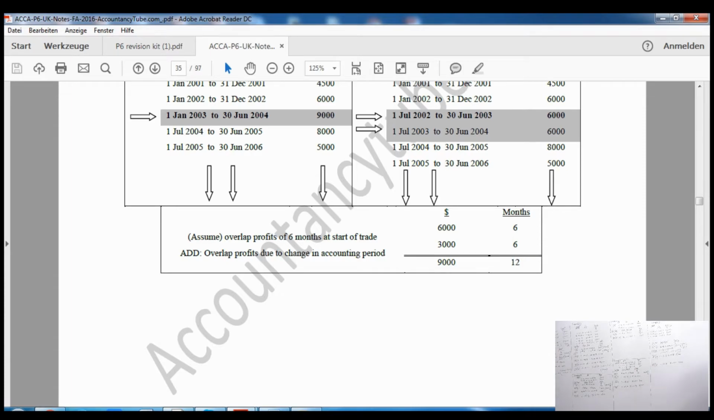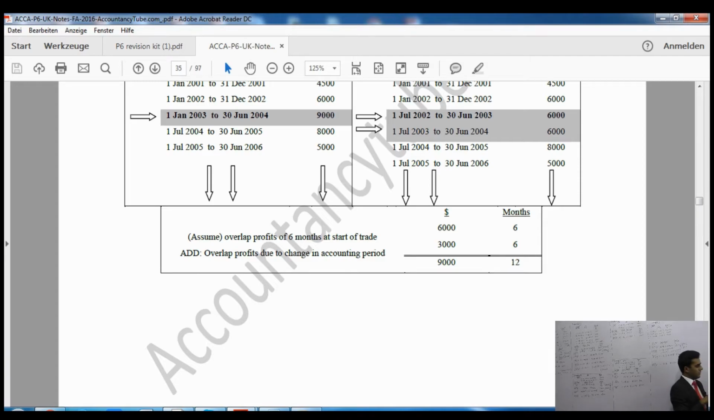Or if you look from the logical point of view, overlap profit for 12 months was $6,000, which is given in the previous accounting period from 1st of January 2002 to 31st of December 2002. That is $6,000 for 12 months. So obviously half of that is going to be $3,000, which is for 6 months. So that's why we have to add that profit as well. Now I've made a mind map so you can remember what we have just studied. It is easy to understand.